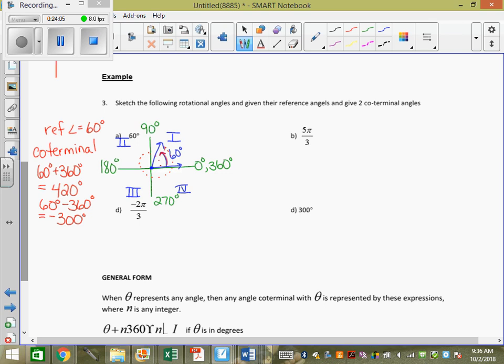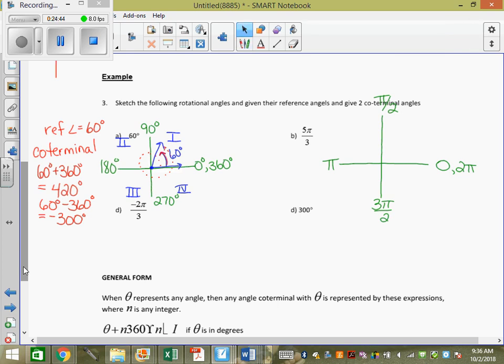5 pi over 3. So we have 0. 90 is pi over 2. 180 is pi. 270 is 3 pi over 2. 360 is 2 pi. You have to label the outside in radians if the question is in radians. If you want to convert it to a degree so you actually know where the heck it is first off, that's fine. But you have to draw it in radians.